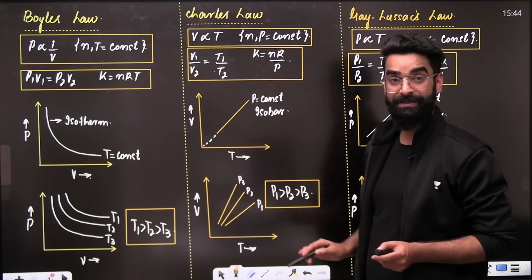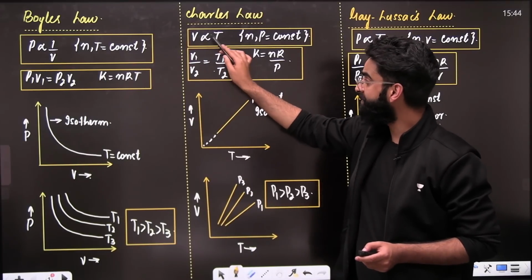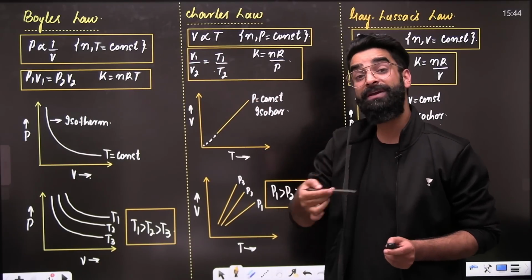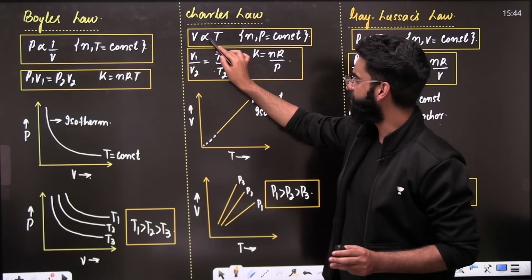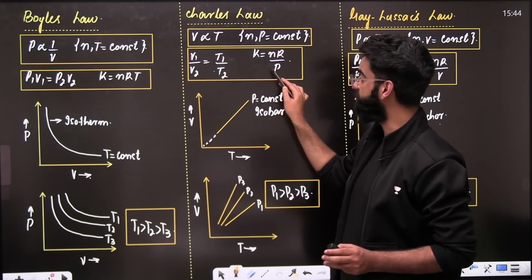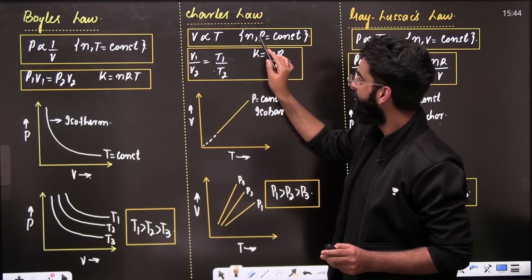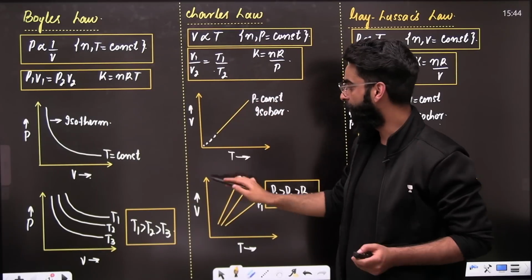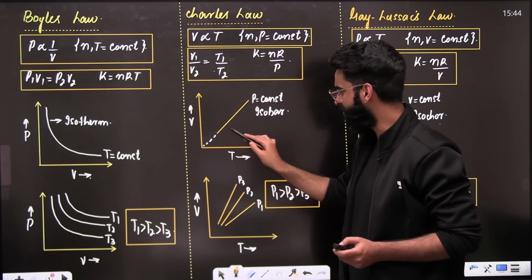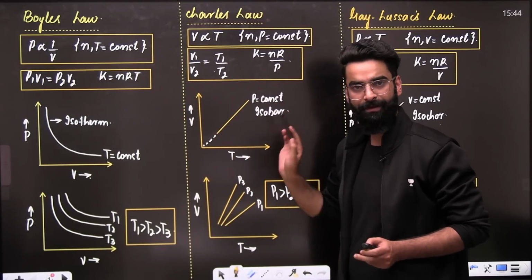And as per Charles law, volume of the gas is directly proportional to temperature of the gas in Kelvin. As simple as that. If you remove the proportionality sign, you'll get a constant whose value is nR divided by P. Since volume is directly proportional to temperature in Kelvin, if you want to plot a graph between volume and temperature, it's going to be a straight line, right?